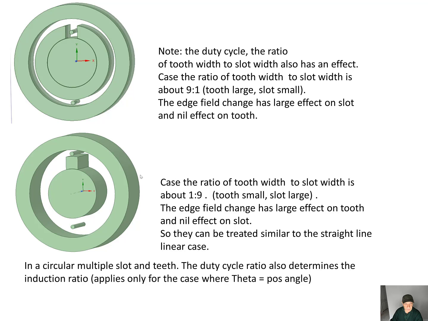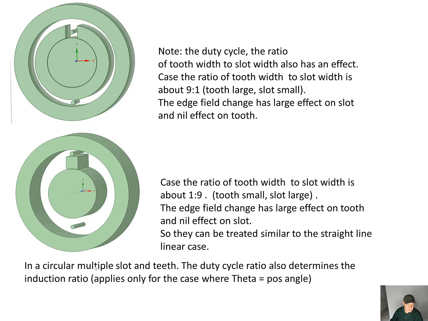But in the case, the reverse, where we have a large slot and a small tooth, where the tooth to slot width ratio is about 1 to 9, tooth small, slot large, the edge field change has large effect on the tooth and nil effect on the slot. So here, the edge changes, the flux linking will have an effect, practically it cancels. So they can be treated similar to a straight line and linear case.